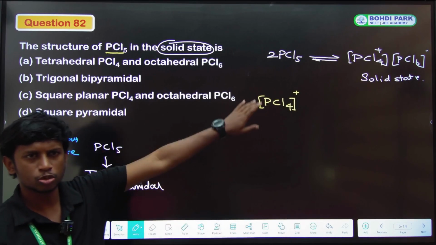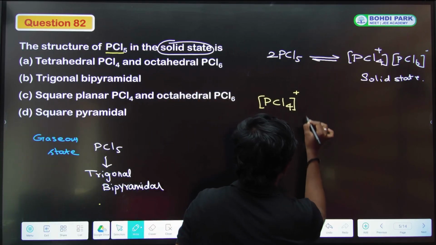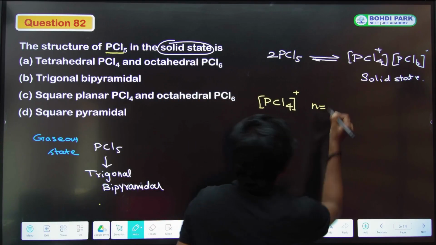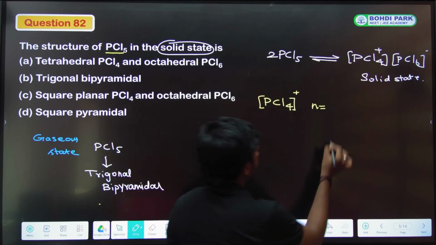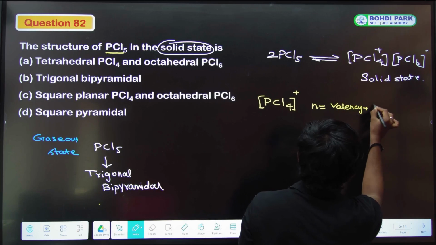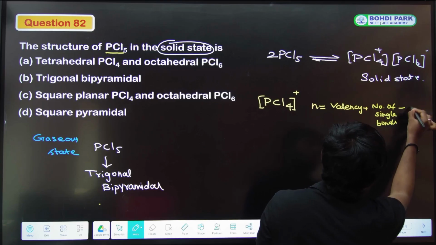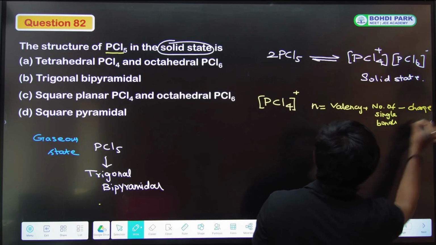If hybridization is known, the structure and shape can be easily determined. So the hybridization formula, you have to find the n value. N value is the valency of central atom plus number of single bonds minus charge, divided by 2.